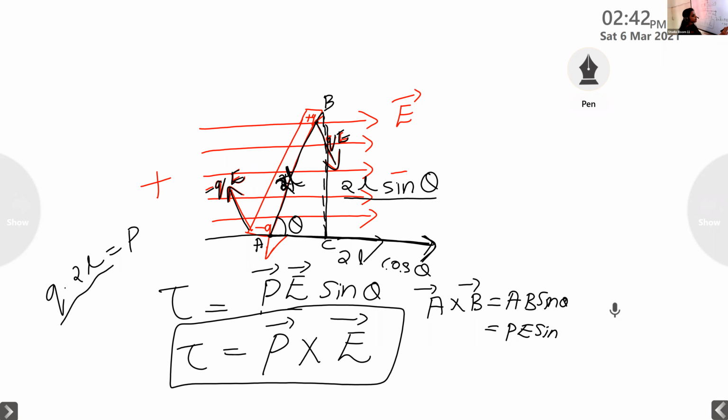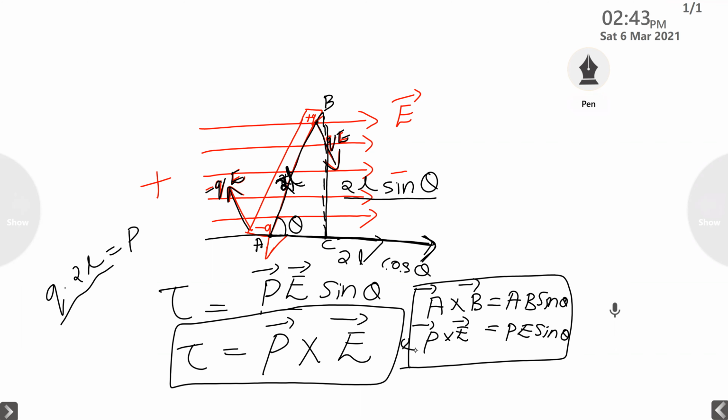So what is PE sin theta? Vector P cross vector E gives PE sin theta. So we get tau is equal to P cross E. This is the torque experienced by the electric dipole, which is placed in the electric field. So this dipole placed in a uniform electric field experiences a torque. Due to the presence of torque, the electric dipole undergoes a slight rotation.